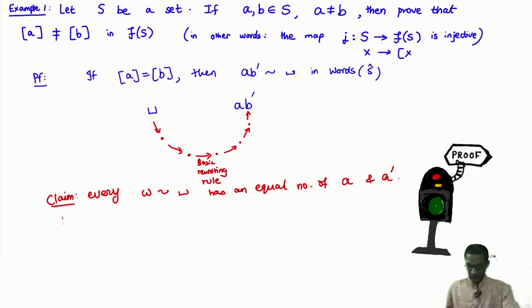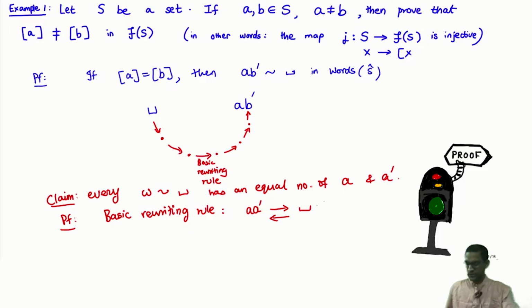The proof is more or less clear. We just have to look at what a basic rewriting rule does. This just follows from what the basic rewriting rules were. It either takes A dash: if you have an occurrence of A dash, you can replace it by the empty word. Or conversely, if you have the empty word, the empty subword, you can replace it by A dash.